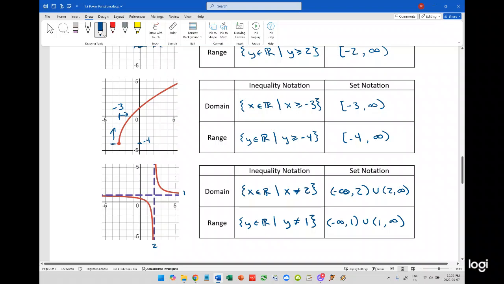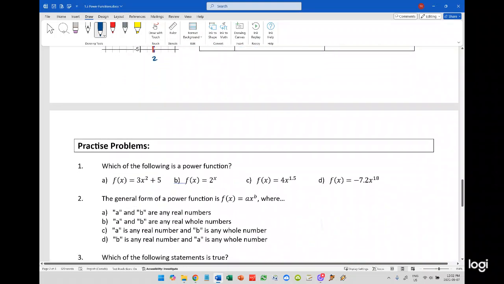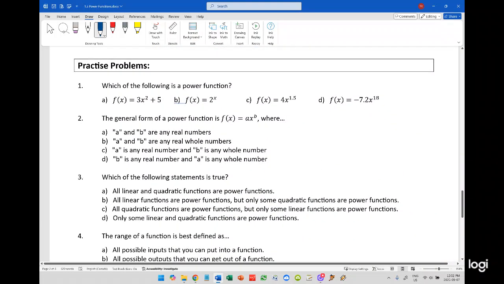Either way, that's pretty much all there is to domain and range. Domain, all possible inputs. Range, all possible outputs. And here's some problems that will just kind of check your understanding of power functions and domains and ranges and all that stuff. Give them a shot.